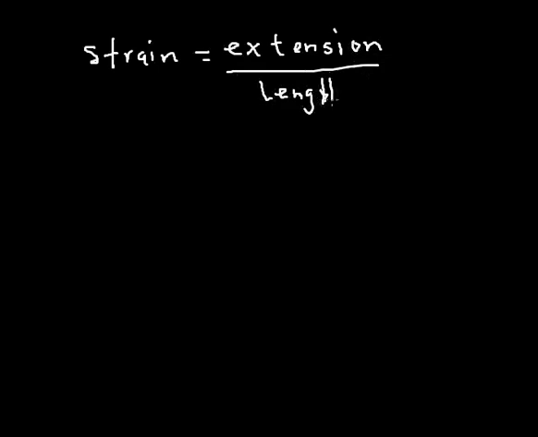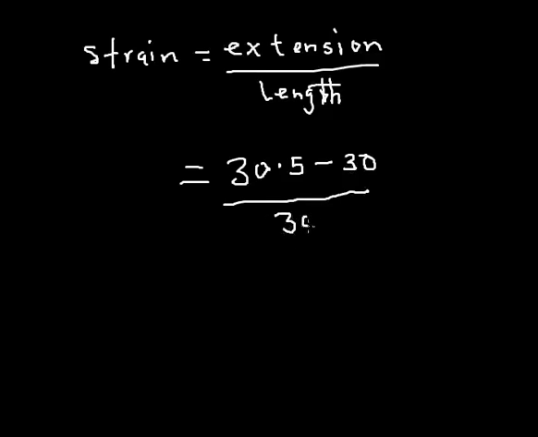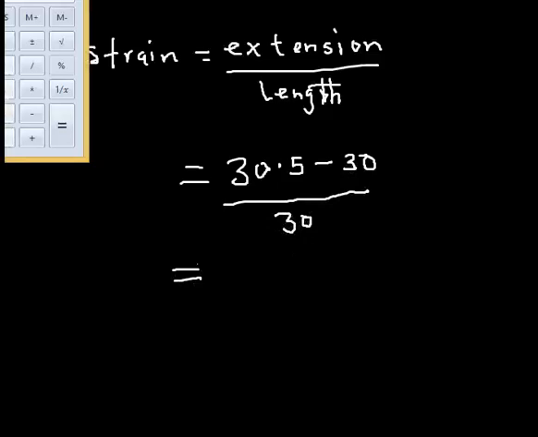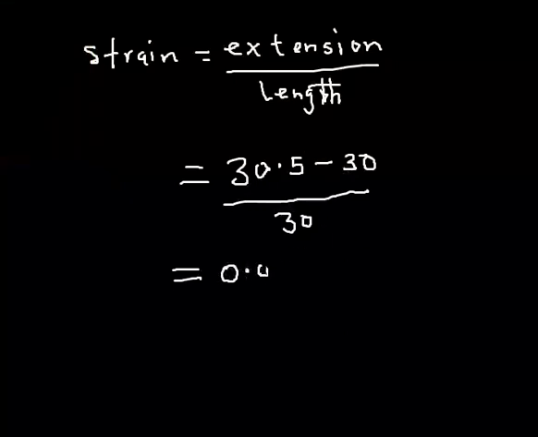From what we have there, the extension is simply 30.5 minus 30, then divided by the original length, which of course is 30. That is my strain. 30.5 minus 30 is 0.5. 0.5 divided by 30 is approximately 0.017.